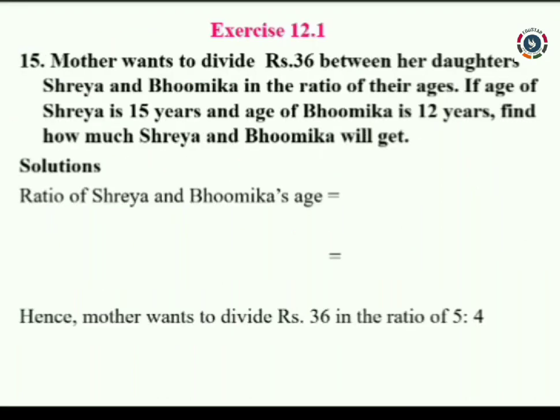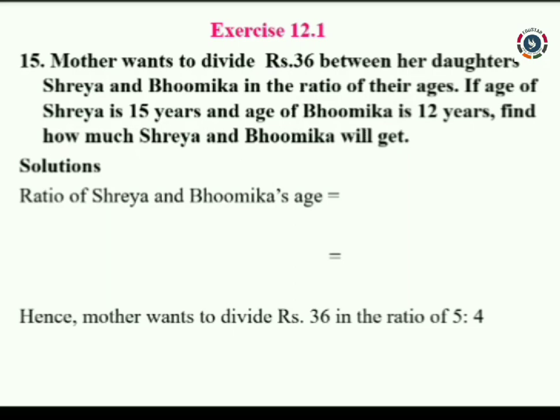Next, let's see one word problem. In exercise 12.1, 15th question, mother wants to divide rupees 36 between her daughters Shreya and Bhumika in the ratio of their ages. If the age of Shreya is 15 years and the age of Bhumika is 12 years, find how much Shreya and Bhumika will get.